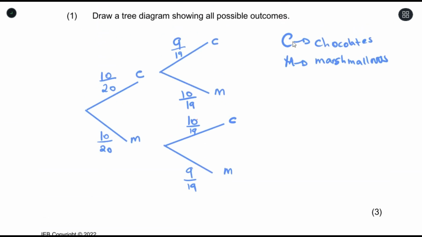Now B says determine the probability that the 2 treats are different. As you see from the original question, if I go from here to here, this person chooses chocolate on both occasions. This one means chocolate, then marshmallow. This means marshmallow, then chocolate. And finally, this one is marshmallow and marshmallow. Since they want it to be different, I'm looking at either choosing the marshmallow first or the chocolate first, then the opposite for the second choice.